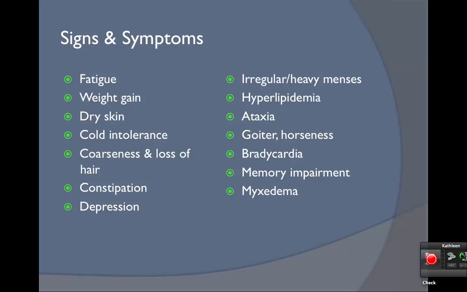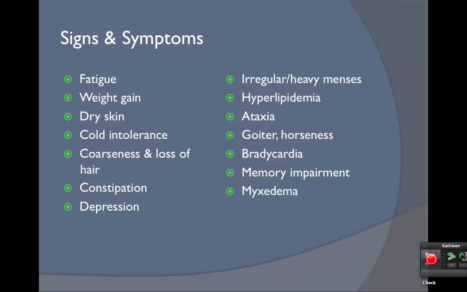Signs and symptoms of Hashimoto's are fever, weight gain, dry skin, cold intolerance, coarseness and loss of hair, constipation, depression, irregular and heavy menses, hyperlipidemia, ataxia, hoarseness, goiter, bradycardia, memory impairment, and myxedema. Again, myxedema is an infiltration of the skin by polysaccharides, causing a waxy or coarse appearance of the skin. This leads to fluid accumulation and hyponatremia due to dysfunction in the renal tubules, and this can be very dangerous.